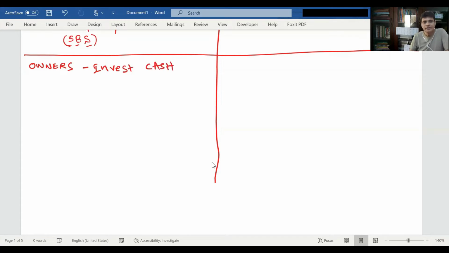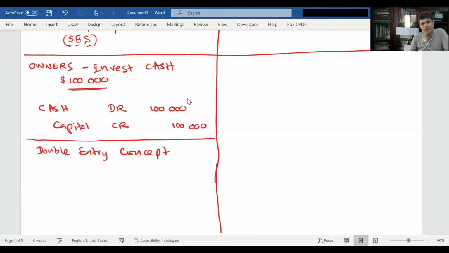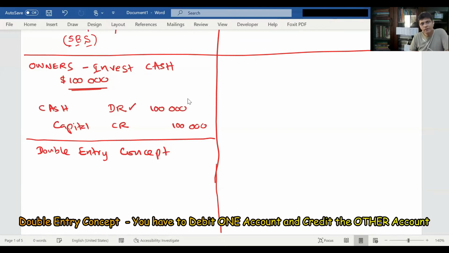Let's say the owners of the company have decided to invest cash. They invested $100,000. What will the accountant do? It has to be debited to cash account, and capital account credited. This is the double entry, based on the double entry concept, which says when you debit one account, you have to credit the other account.